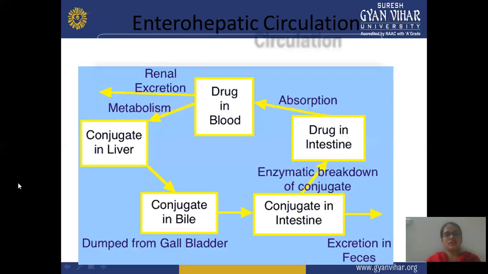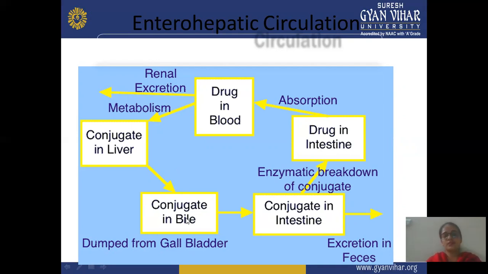This is enterohepatic circulation, and this is how it takes place. You can see that a drug is present in your blood. After this, it goes to the liver and shows a conjugation reaction, and there may be chances that it is metabolized and excreted by the renal route. If it is not excreted by the renal route, then it is excreted by enterohepatic circulation through the bile route. So the drug is present in blood and it can be metabolized. When it is metabolized, it is conjugated in the liver, or maybe excreted by the renal route, then conjugated in bile.